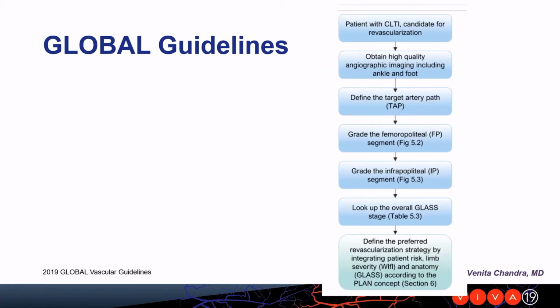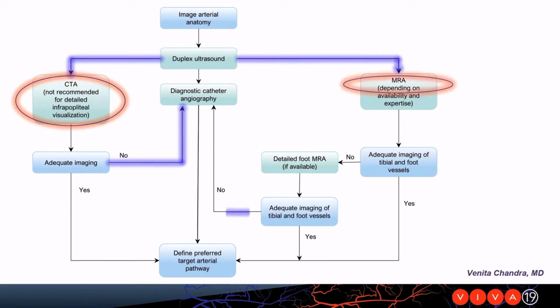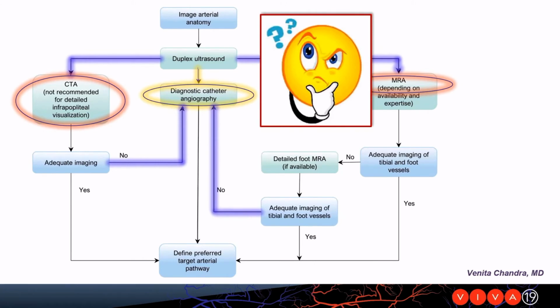The global guidelines that we've been hearing about also recommend to obtain high-quality angiographic imaging of the ankle and the foot, and then they go through a flow diagram to suggest ways to obtain that imaging, starting, of course, with a duplex, then recommending a CTA, although for significant infrapopliteal disease, this may not be recommended. The other option is an MRI. Again, if there's inadequate imaging, you can go to a DSA. And of course, there's also still the option of going straight from the duplex to the DSA without really much clarity of when and with whom we go one way or the other. So I was left still questioning how to answer this question for you today.